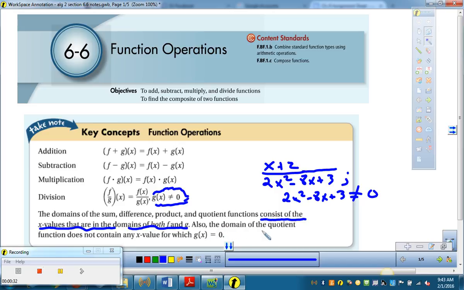And then they make the note: the domain of the quotient does not contain any x value that makes g of x equal 0. We do that by just saying g of x cannot equal 0.